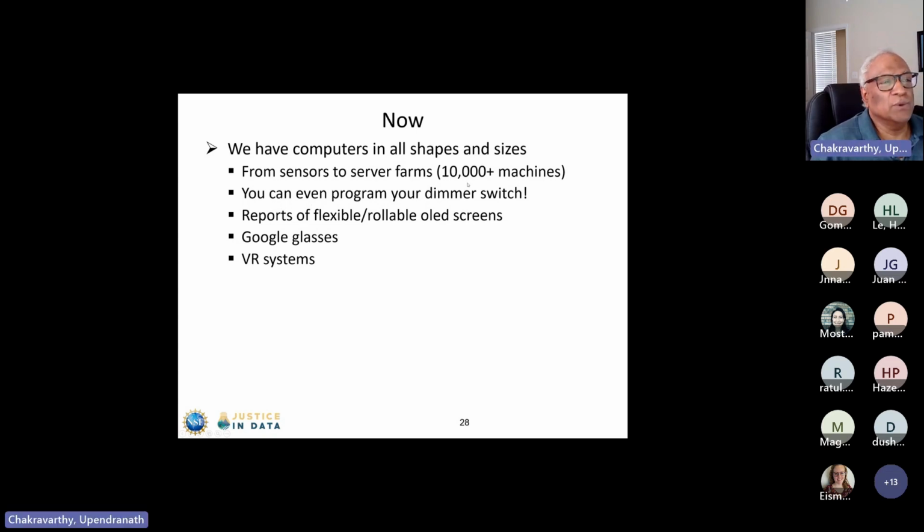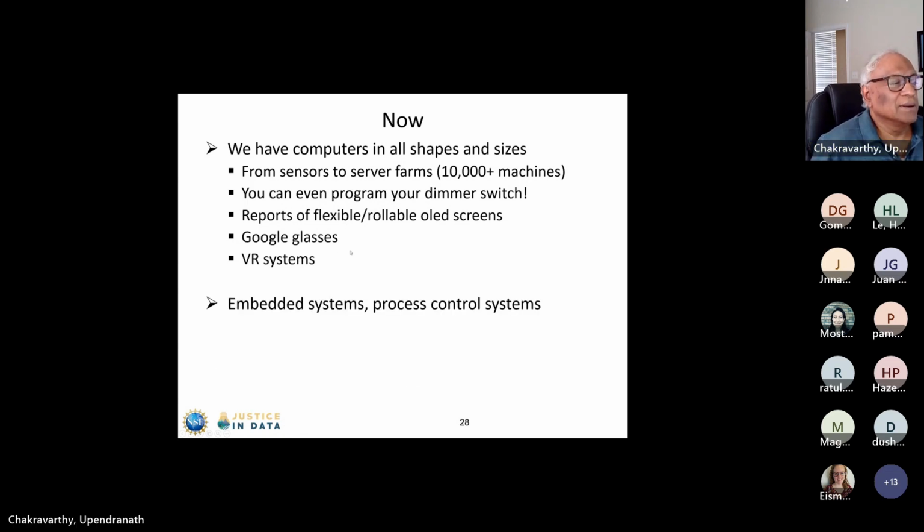Today, you can even program your dimmer switch. Reports of flexible, rollable screens, Google Plus, embedded system.